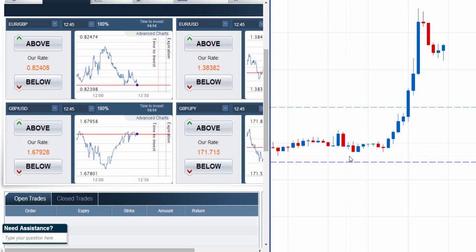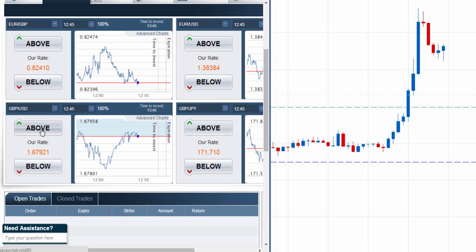Okay, so we're going to take a trade on the binary options. This is a strategy that we use here at MTA. It's a very nice strategy, and we're looking at the British pound versus the US dollar, otherwise known as a cable, and I want to buy a call, which is going to be the above button here. I'm waiting for the signal to do that.